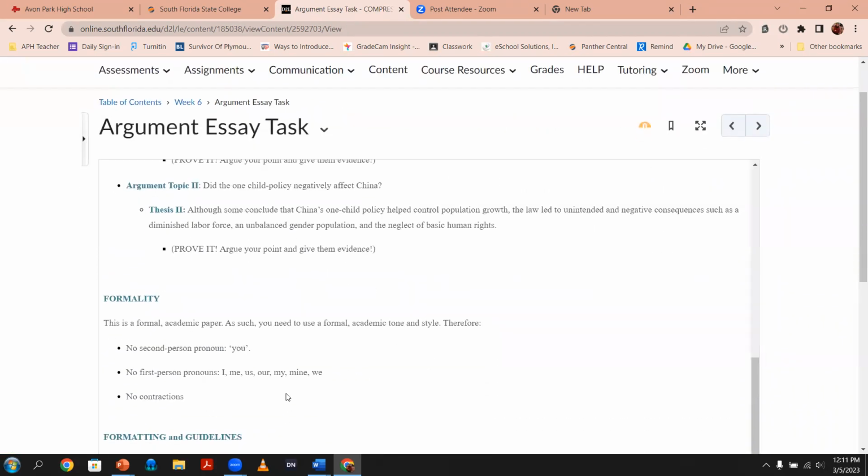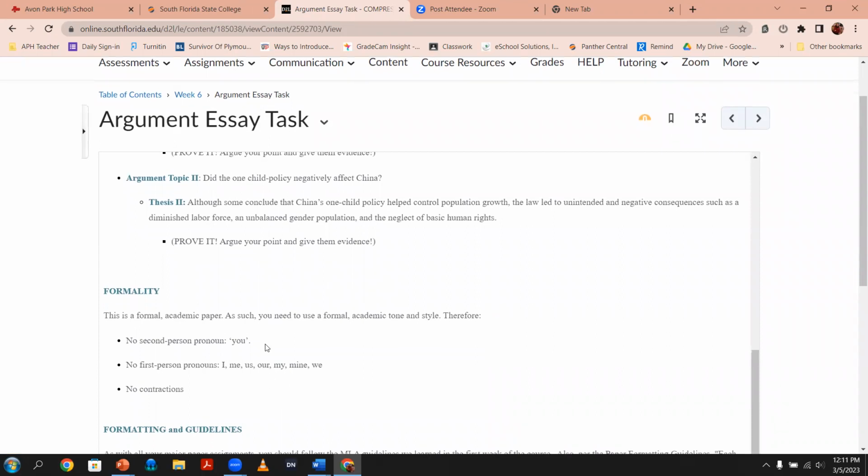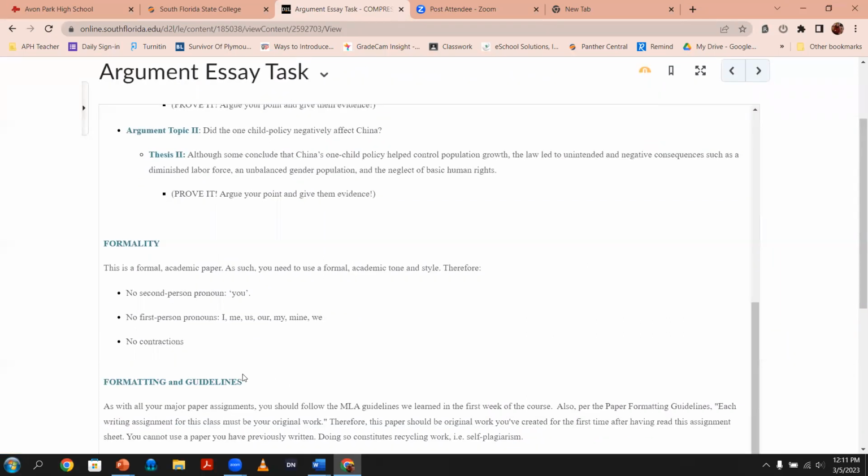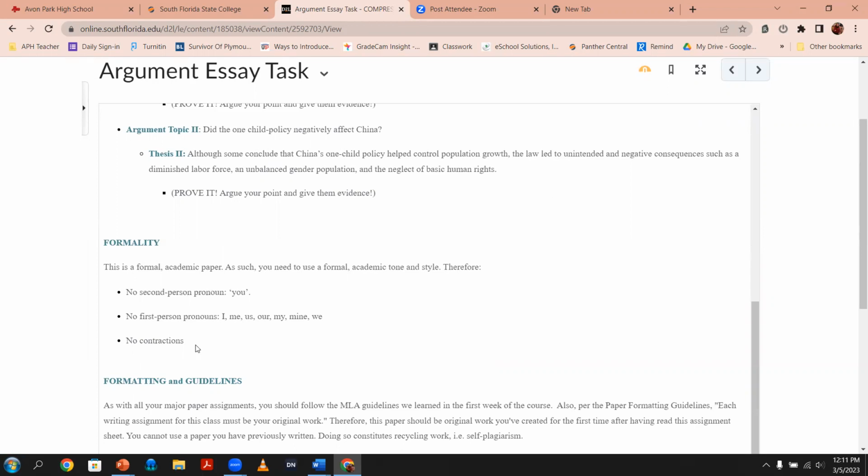Again, it's a formal academic paper, so it will need to have formal academic tone and style. Therefore, there won't be any "yous" in there, no second person pronouns, no first person pronouns. And typically, we don't like to see contractions in academic writing.